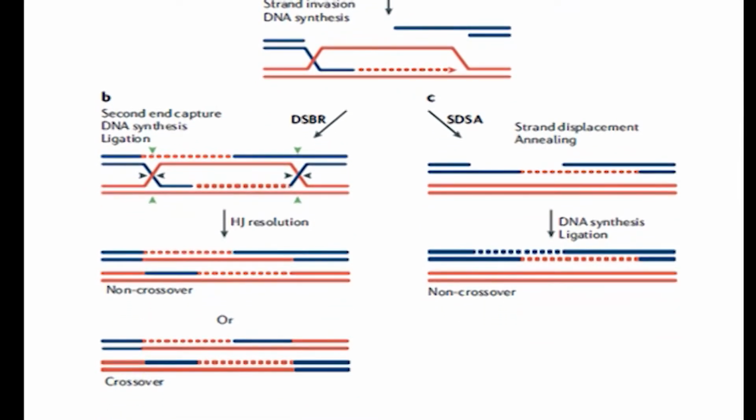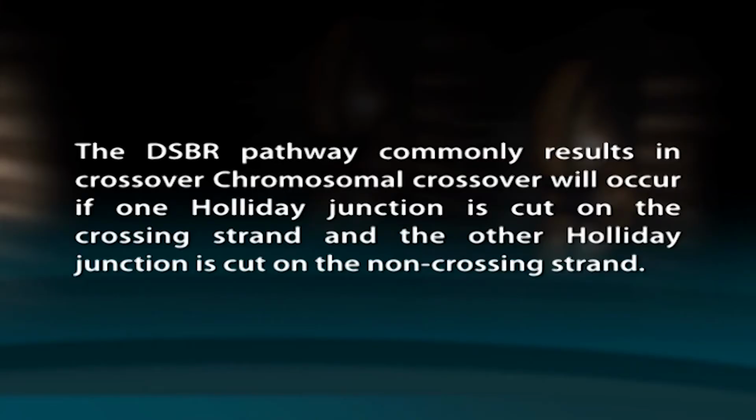In the DSBR pathway, the repair process starts with the degradation of the 5' ends of the double stranded break, or DNA resection. The resulting single strand DNA ends then invade the homologous DNA sequences, thereby forming heteroduplex DNA, and serve as primers for DNA synthesis. After ligation of the newly synthesized DNA to the resected 5' strands, an intermediate containing two Holliday junctions is formed. Resolution of this joint molecule and mismatch repair results in crossover or non-crossover products depending on how the double Holliday junction is cut. The DSBR pathway commonly results in crossover.